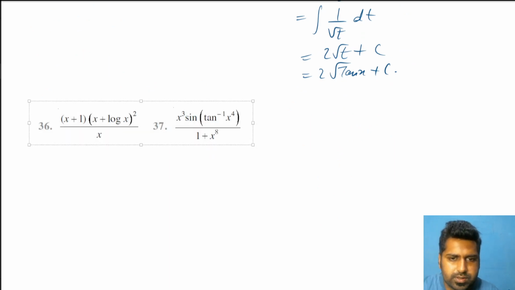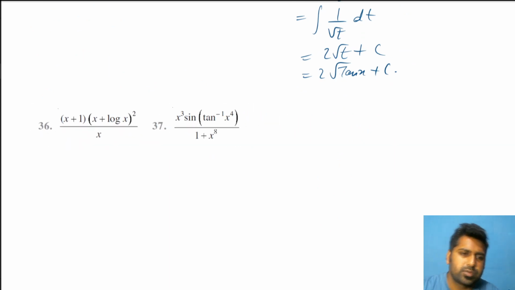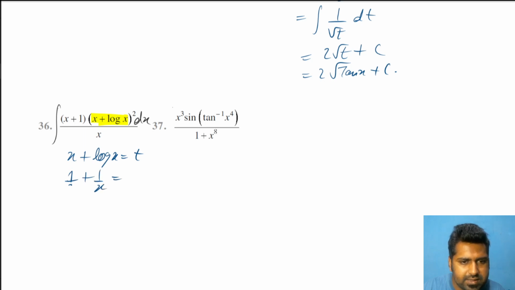Look at these 2 questions. First one, let's do. You have to integrate this dx. It's a very weird looking expression, so I'm happy about this. Why? Because the more weird the expression looks, the easier the substitution is. x plus 1, x plus log x whole square. First of all, x and log x are being added and there is a whole square of it, so why not take this as t? Denominator is simple, clearly we can see. So x plus log x is t, so differentiation gives 1 plus 1 by x is dt.